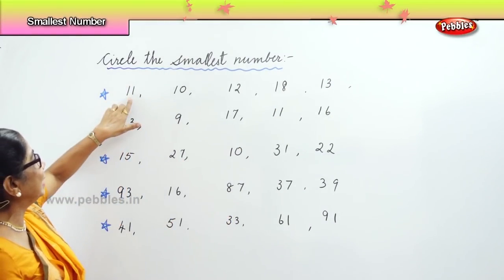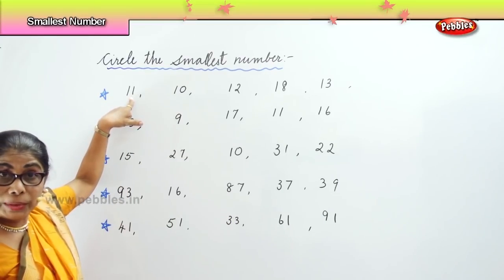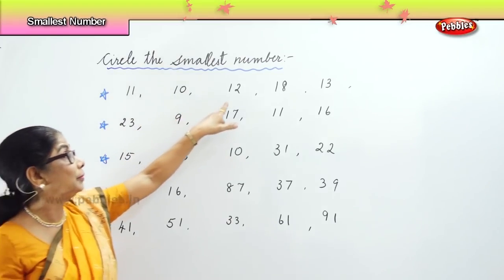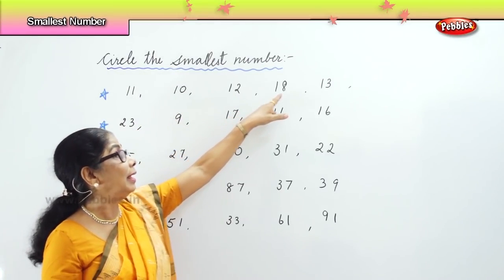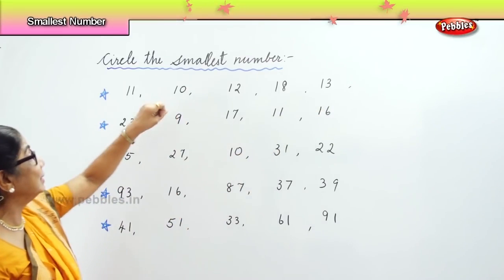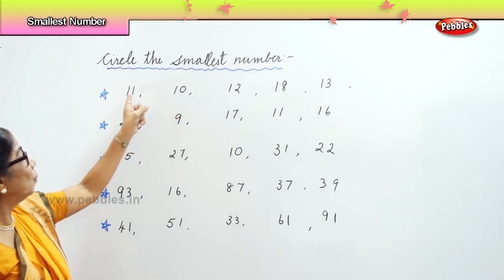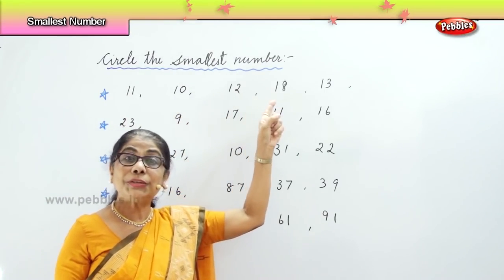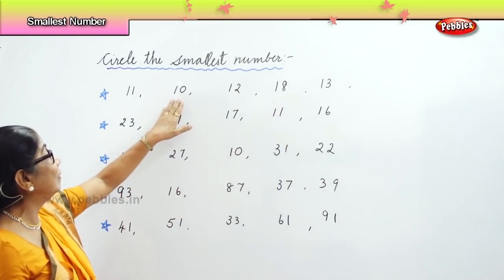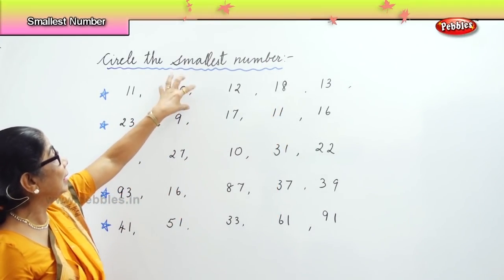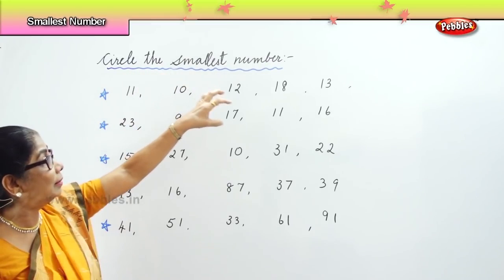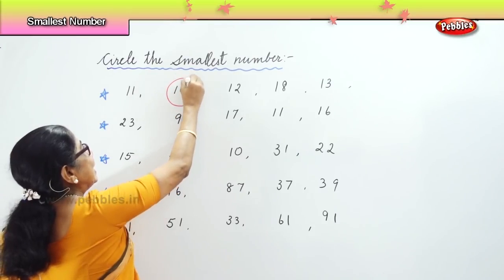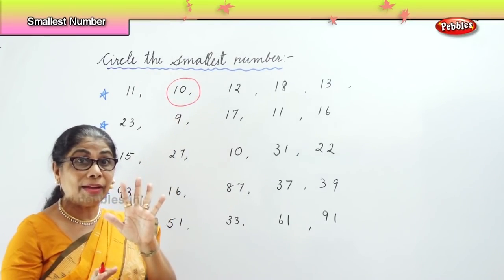Now let's look at the second number. In the second number you have 11, that's 1 here. This is 10, we have 0 here. 12, so we have 2 here, 8 here, 3 here. So what's the second set you have? 0, 1, 2, 3, 8. Definitely 0 is smaller than 1. So 10 is the smallest here. 10 we have, then 11, 12, 13, 18. So the smallest number here is 10 in that set of 5 numbers.